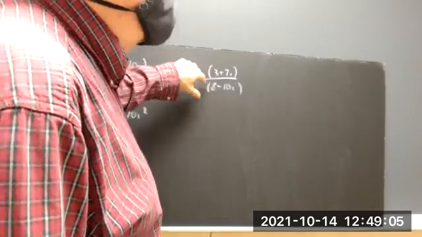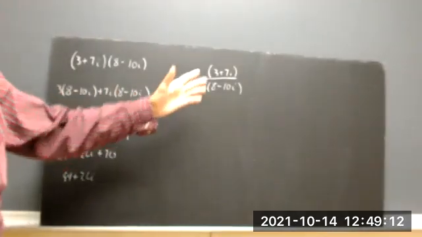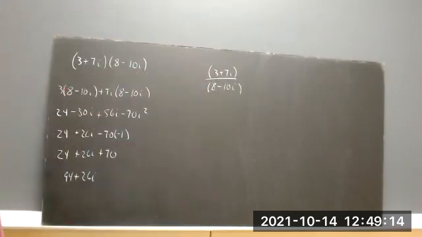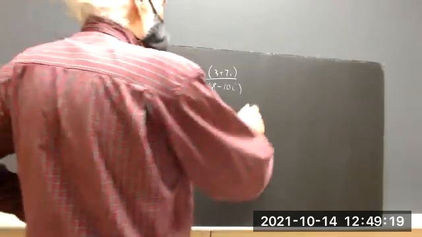Okay, so next answer: 3 plus 7i divided by 8 minus 10i. Now here, I saw some errors on this. Not too many, but I saw a lot of errors in this. So let's talk about why we do what we do.